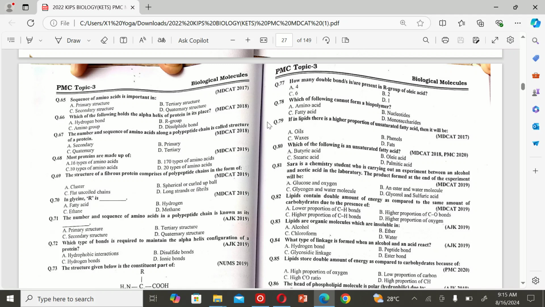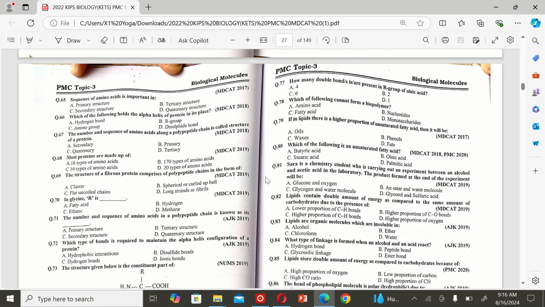Fatty acid. The next MCQ is: if in lipids there is a higher proportion of unsaturated fatty acids, then it will be A. Oils, B. Phenols, C. Waxes, and D. Fats. The correct option is A, oils. The next MCQ is: which of the following is an unsaturated fatty acid? A. Butyric acid, B. Oleic acid, C. Stearic acid, and D. Palmitic acid. The correct option is B.